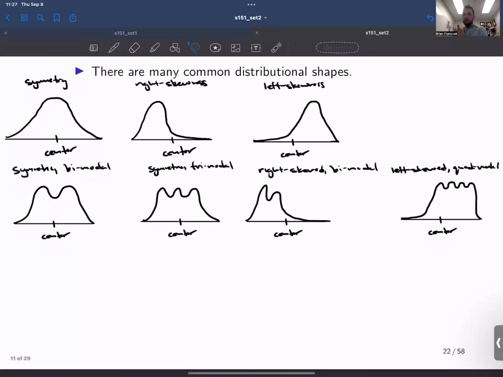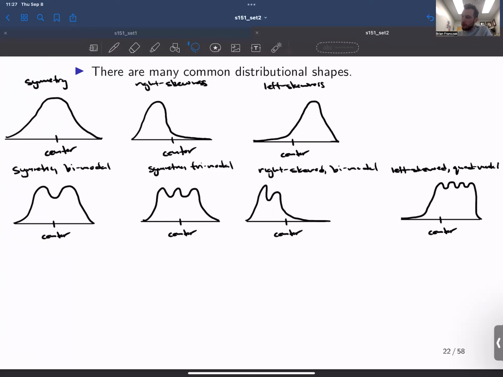So most often throughout this course, we're going to be concerned with number of modes. So unimodal, bimodal, sometimes trimodal. It's very rare we're going to see more than three, but you're just counting the number of peaks. And then direction. And again, skewness is the direction that the tail runs.